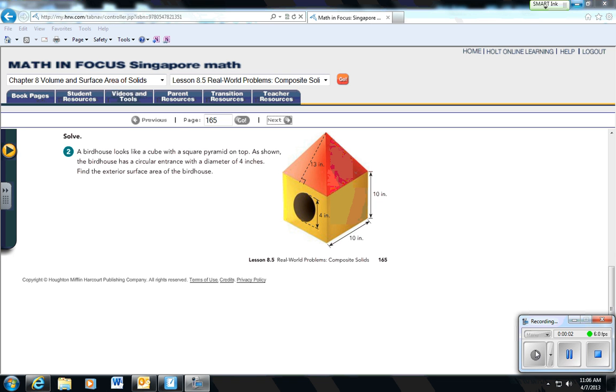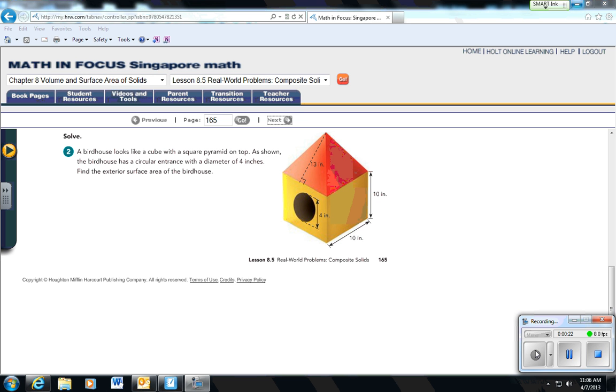This is page 165 from lesson 8.5 in your textbooks. Guided practice problem number 2. They're asking us to find the surface area of this birdhouse. And again, surface area is all the exterior exposed region.